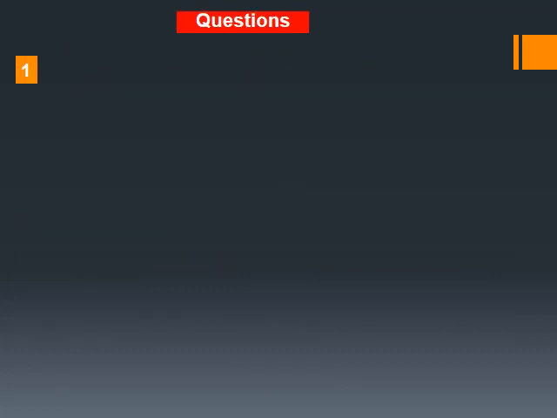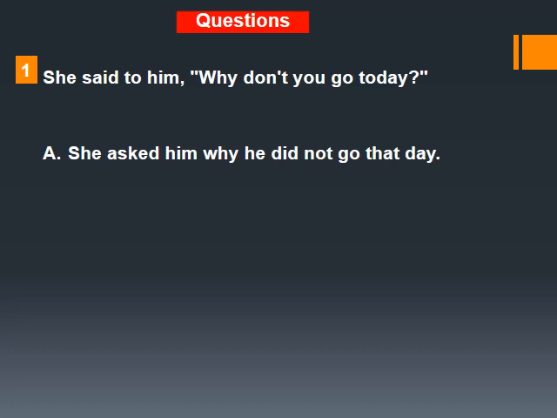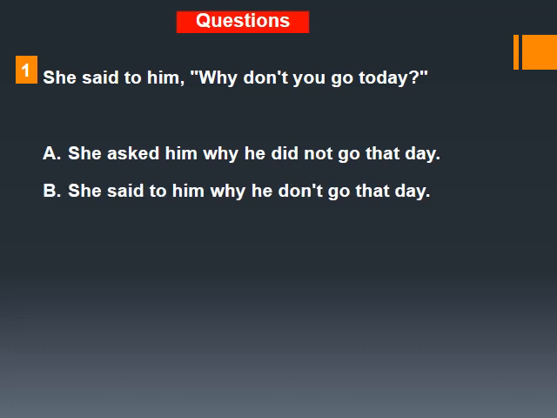First question, or first statement. She said to him, "Why don't you go today?" So we can see this statement is a direct speech or a direct statement because of the quotations and question mark. What are the options? A. She asked him why he did not go that day. B. She said to him why he didn't go that day. C. She asked him not to go that day.